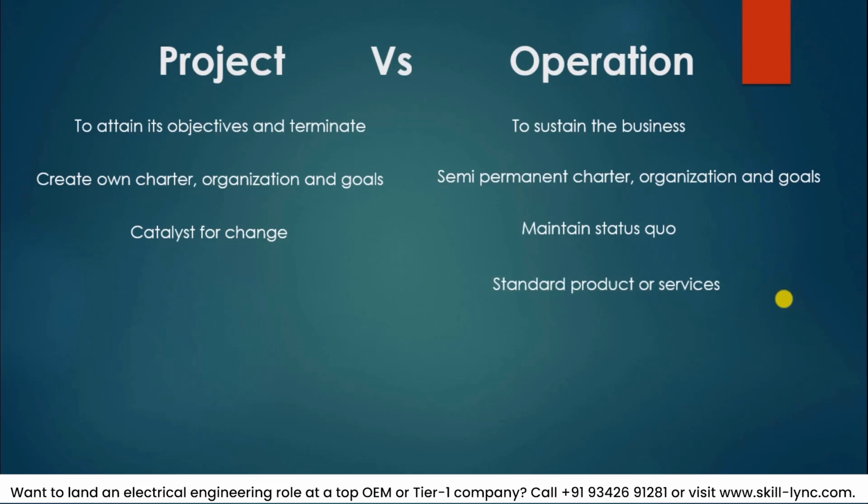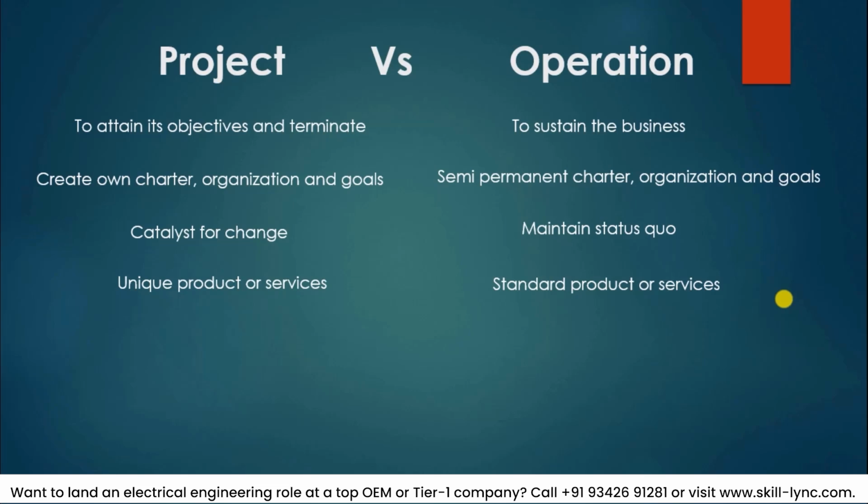Next, an operation is going to operate upon a standard or already delivered product or service. That is an established line upon which you have to work. So that is what an operation is. Whereas in a project, you create those unique products or services. So that's the difference between the two. By this understanding, you need to differentiate between the various tasks that you see on a day-to-day basis.